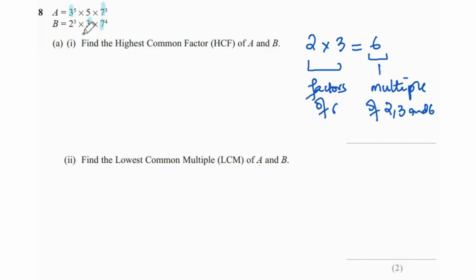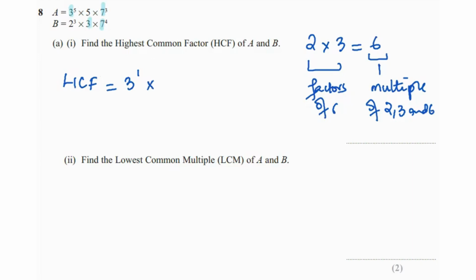Now for 3, we can see that the highest common power is 1 because this is 3 to the power of 1, and that is 3 to the power of 5. So 3 to the power of 1 is smaller than 3 to the power of 5, then obviously 3 to the power of 1 is common, not 3 to the power of 5. So we write over here, for the highest common factor, we have 3 to the power of 1.